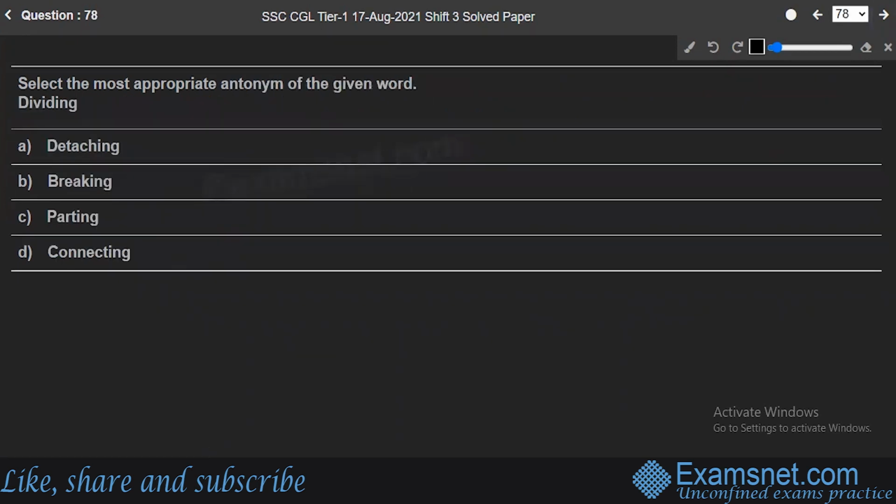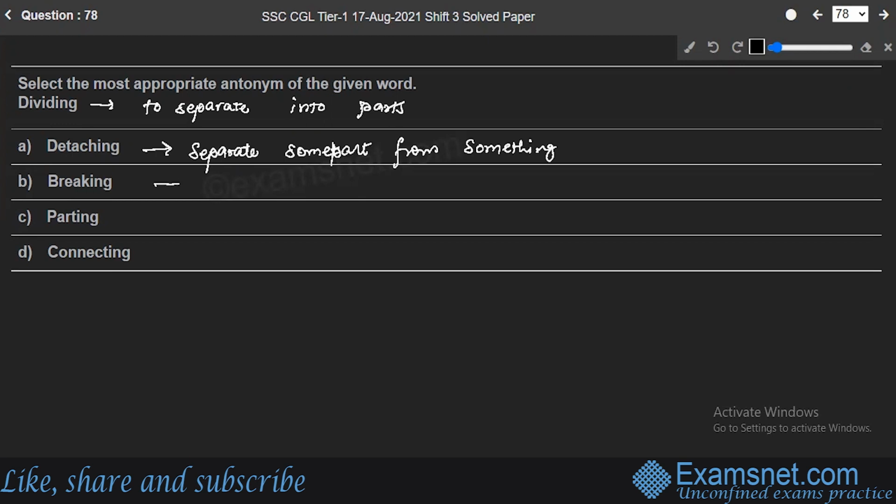Select the most appropriate antonym of the given word "dividing". Options are detaching, breaking, parting, or connecting. Which is the correct answer? Let's see the meaning of all the words one by one first. Dividing means to separate into parts or groups. What do you mean by detaching? It also means to separate or remove something, some part from something.